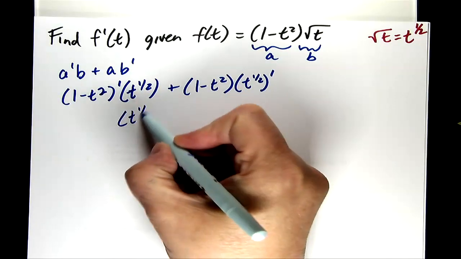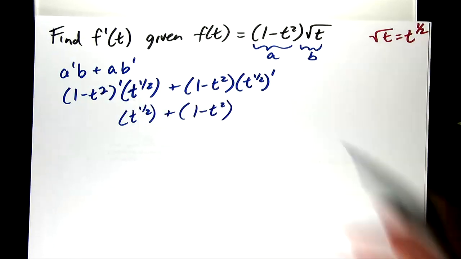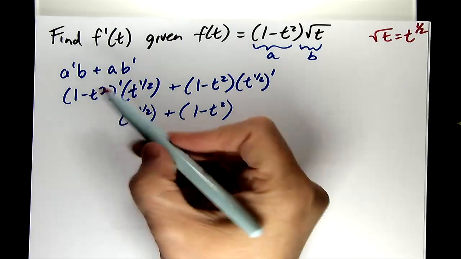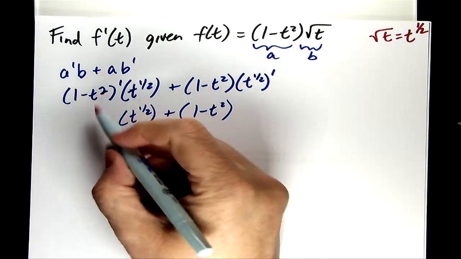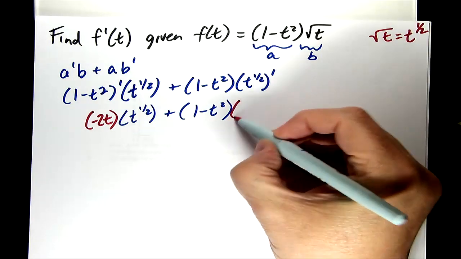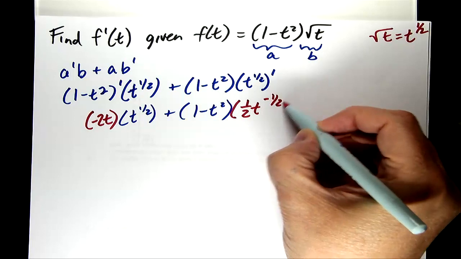So the t to the 1/2 here doesn't change. This one, 1 minus t squared, doesn't change. The derivatives would be in red. The derivative of this is negative 2t. And the derivative of this is 1/2 t to the negative 1/2.